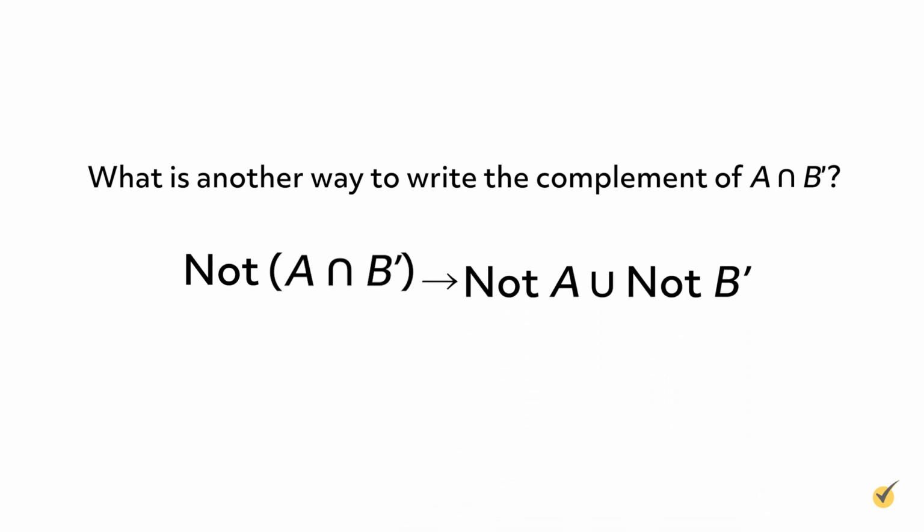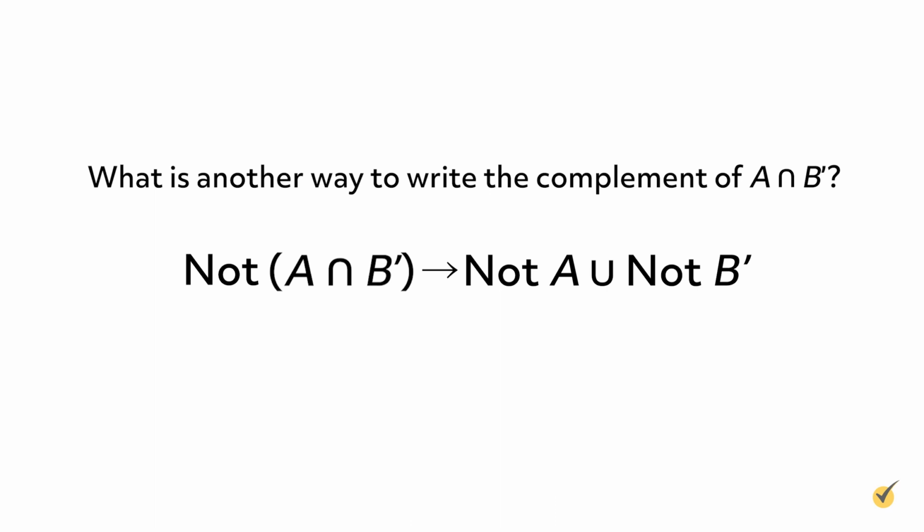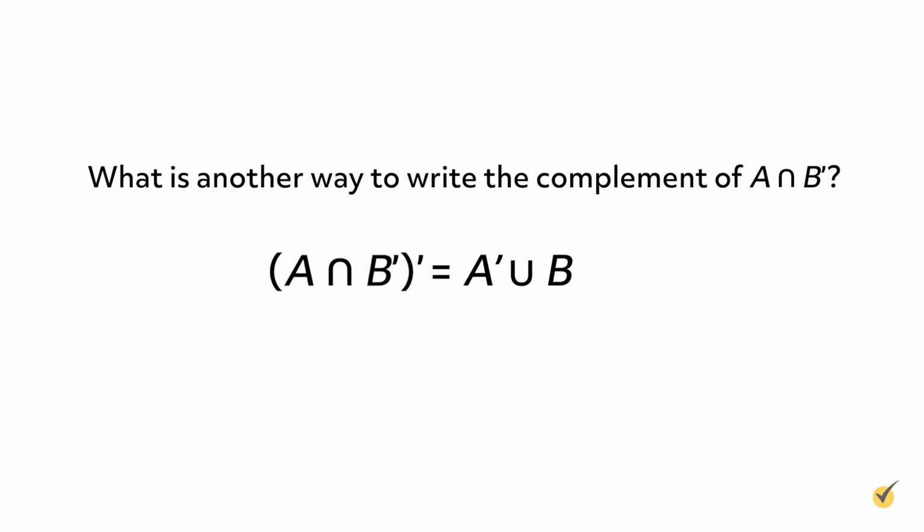Now De Morgan's law says we can distribute this not to the A and B complement inside of the parentheses if we change the intersection to a union. So not B complement can be rewritten as simply B because the not and the complement cancel each other out. Let's finish by rewriting not A as A complement. This is as far as we can simplify this expression. So the complement of A intersect B complement is equal to A complement union B.